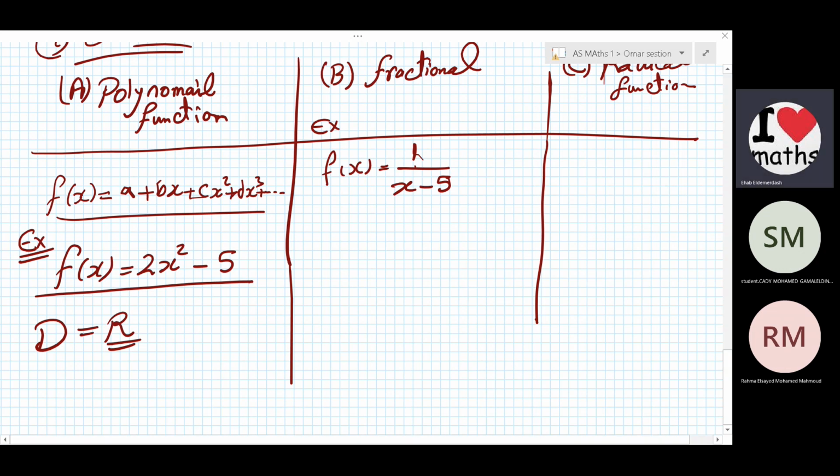Okay everyone, let's replace x by 5. Focus on it again. If I replace x by 5, it will not work. Why will it not work? It will make a problem.